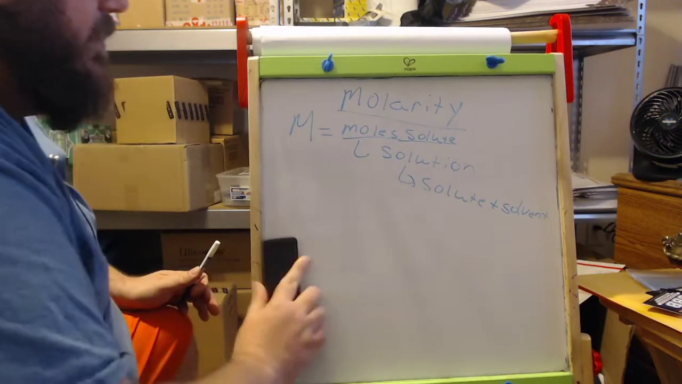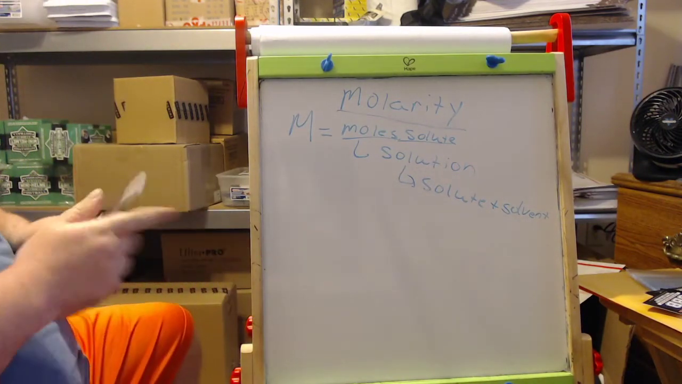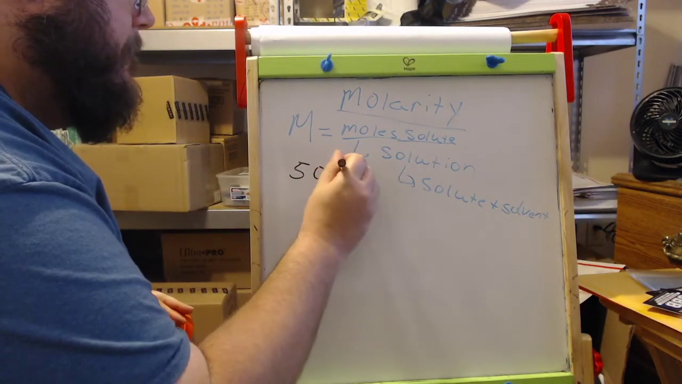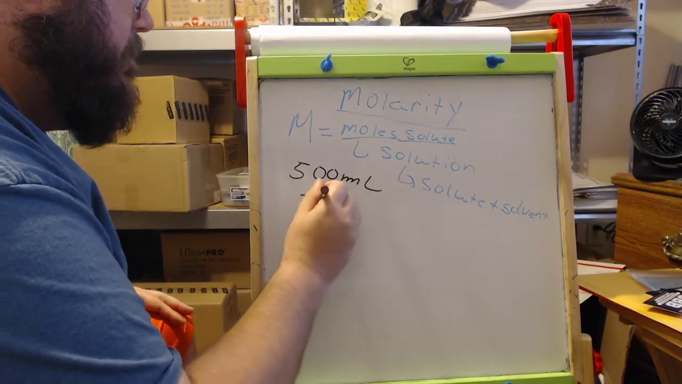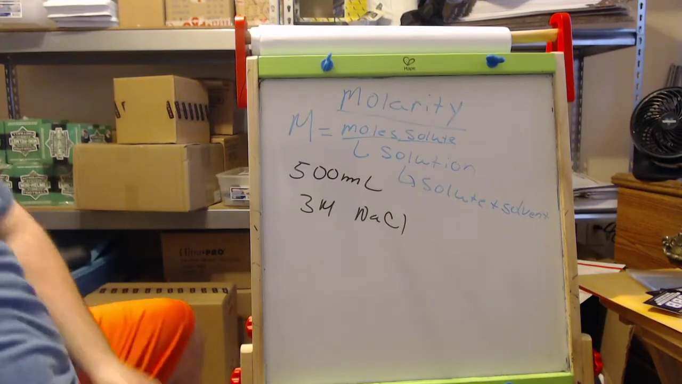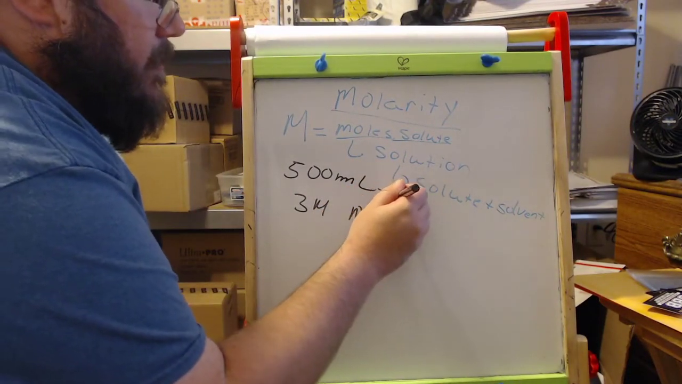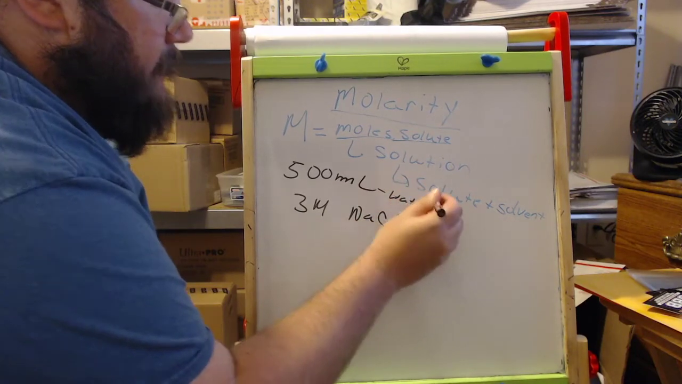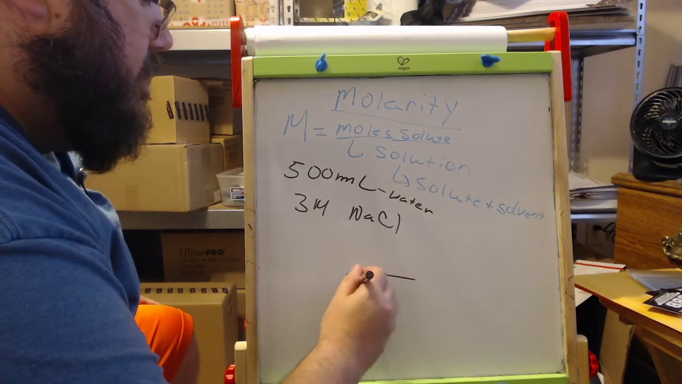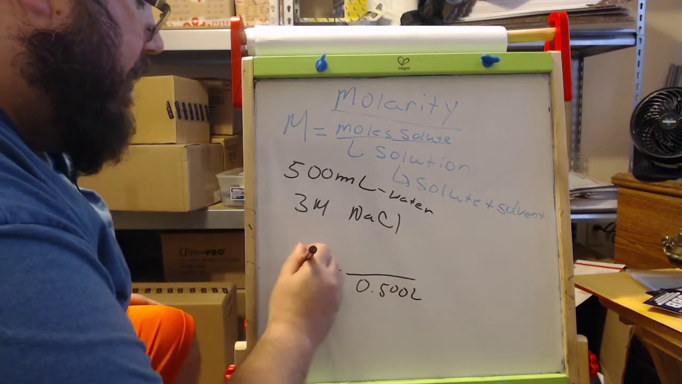So, if someone said to you, hey, go make up 500 mils of 3 molar sodium chloride, how the heck am I supposed to do this? Well, the 500 mils, I know that's how much water I need. So I know the volume of my solution is 0.500 liters, and I know my molarity is 3 molar.